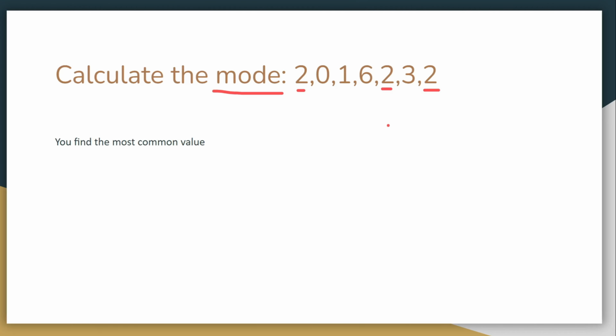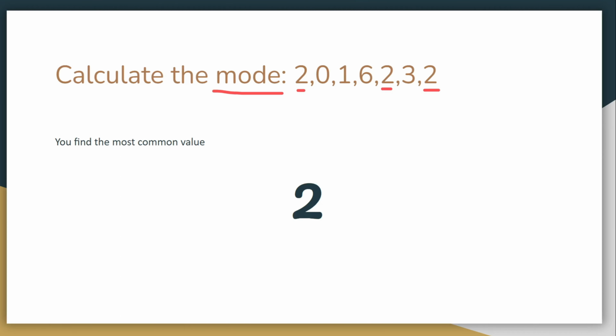So the mode is very simple. It's just 2. If there is no common value, the answer is no mode. Because in some questions they try to trick you, and there's no common value, and they just want to trick you to get the answer wrong.